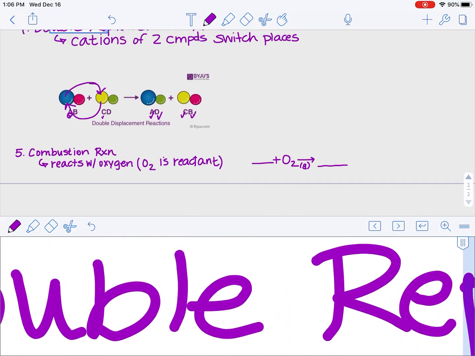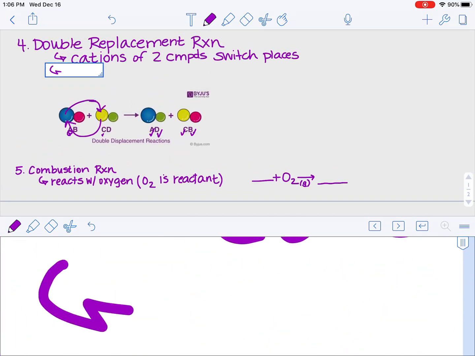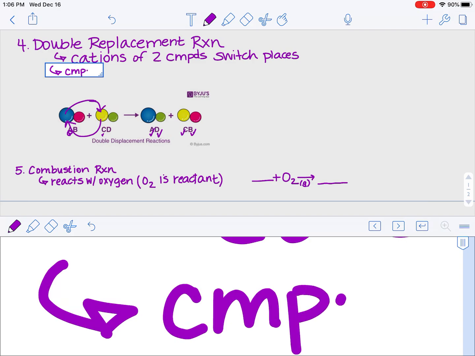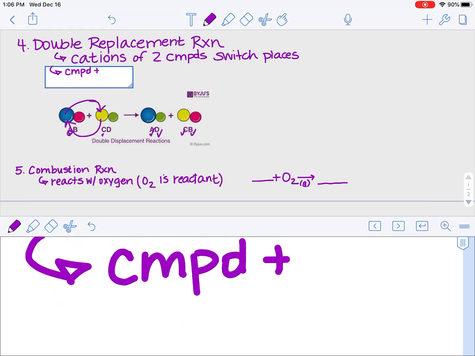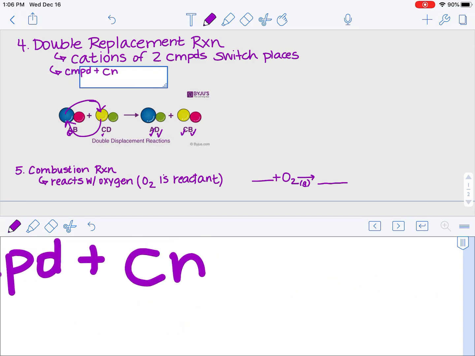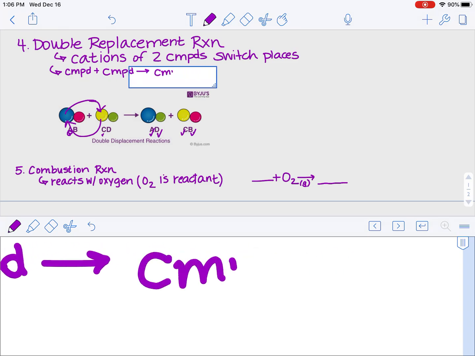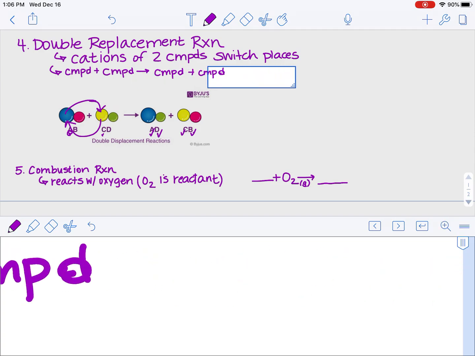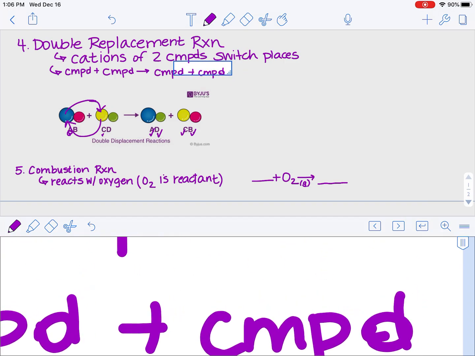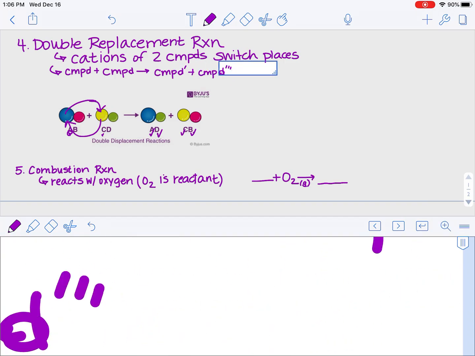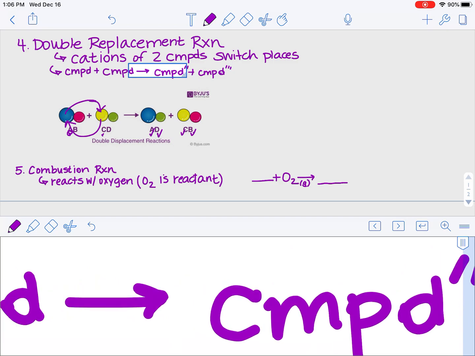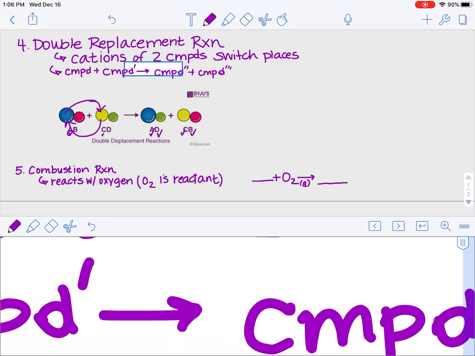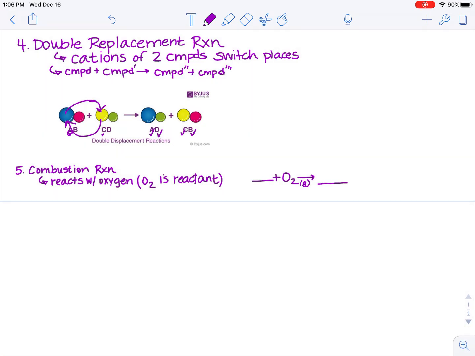Oh, go back to double replacement. The format of this is going to be compound plus compound yields compound plus compound. If the two cations are going to switch places, maybe we need prime and double prime and triple prime, because all the compounds are different. Sorry about that.